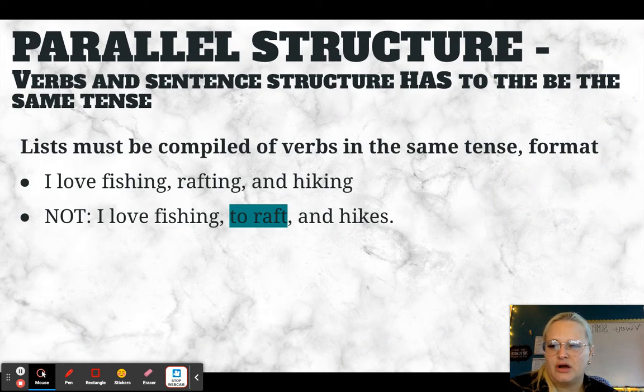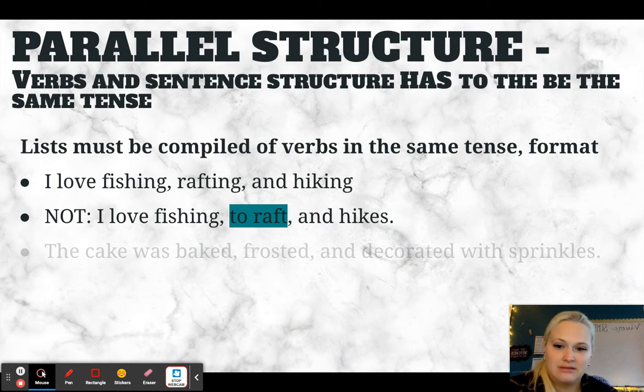So here are a couple of examples. A good one here would be, "I love fishing, rafting, and hiking," right? Those all have the "ing." They are all the same tense. They're good to go. Not, "I love fishing, to raft, and hikes." That doesn't match one another, and so it is incorrect.